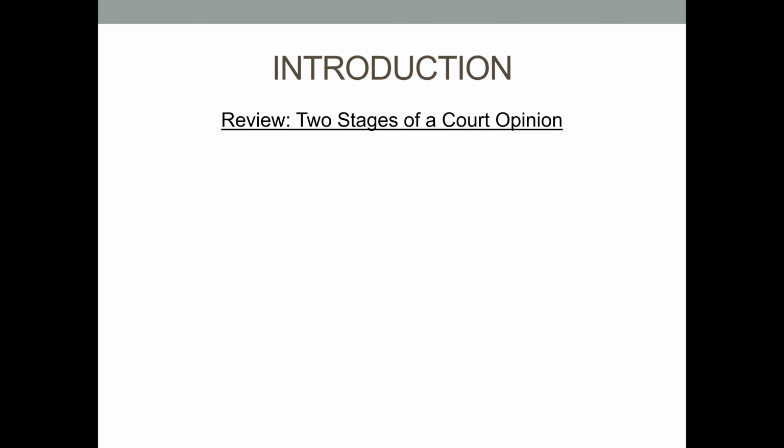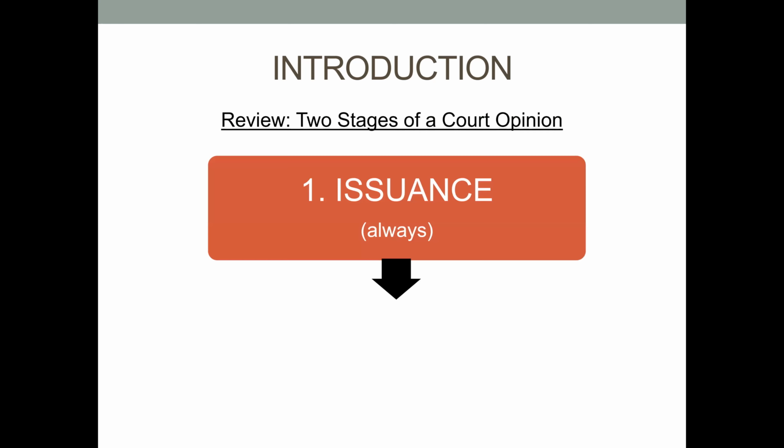As a review, there are two stages of a court opinion generally. The first is that the court opinion is issued by the court. That brings the court opinion into existence. Now, this will always occur because an opinion essentially will not exist unless it's issued, or it won't have legal effect in the lawsuit in which it's issued.